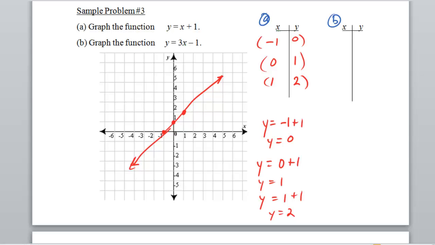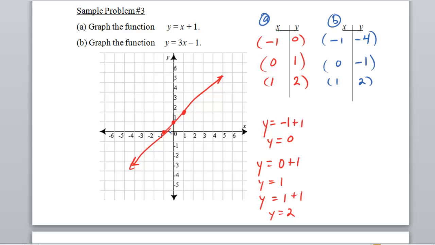And so I'm going to do part B in a different color. And so I'm going to do this one more in my head, so when I plug -1 in for x, I'm going to get -4. When I plug 0 in, I'm going to have -1, and when I plug 1 in, that's going to give me a result of 2.